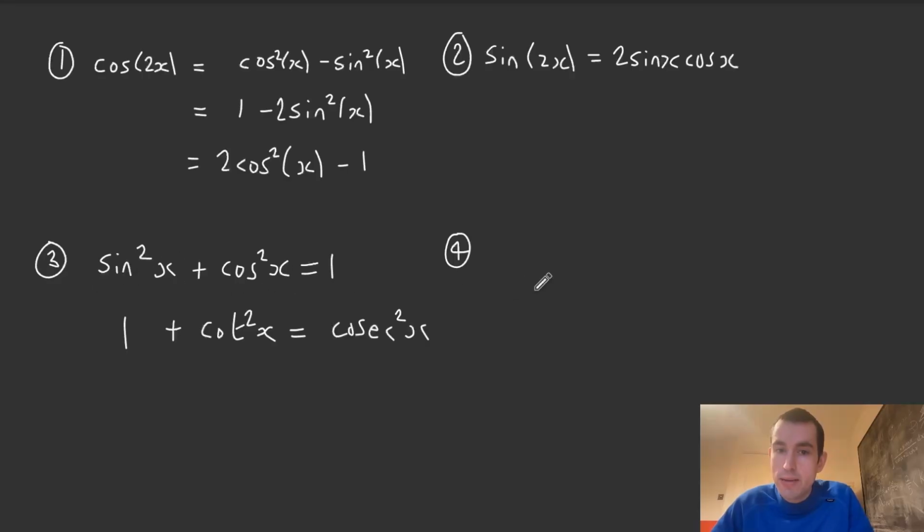Similarly, if we divide both sides by cos squared, sine squared divided by cos squared is tan squared, cos squared divided by cos squared is 1, and 1 divided by cos squared is sec squared. So these two formulas are quite useful if we ever need to integrate, for example, tan squared, because we can write it in terms of an integral that we know.